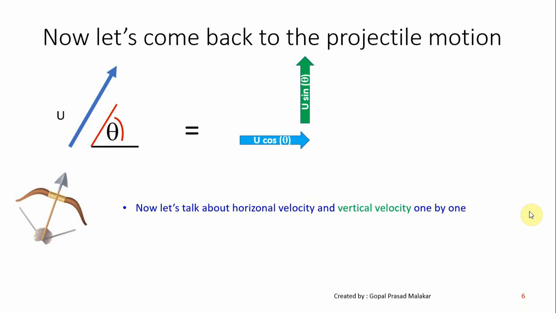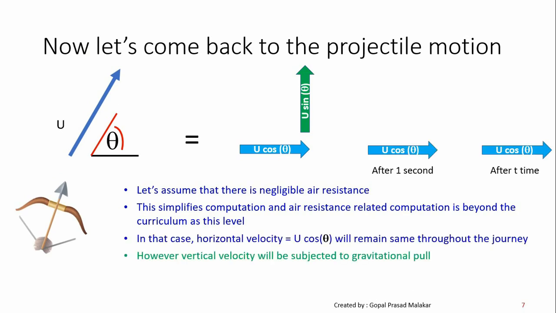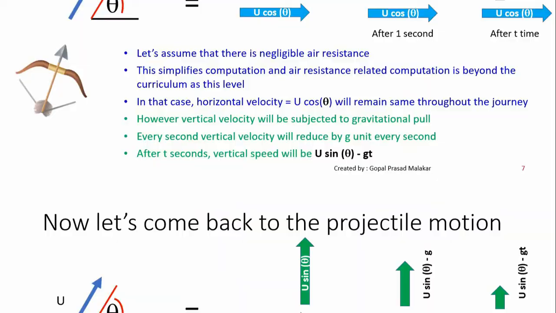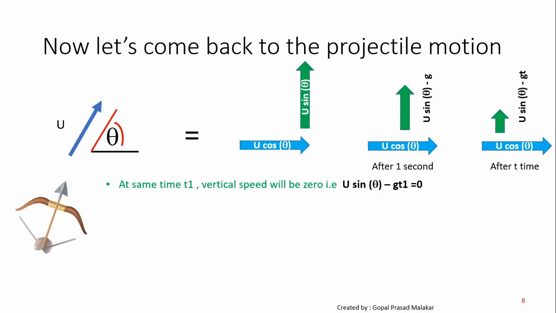However, let's understand some more calculation. The time when this becomes 0 is the time till which it has gone upward. So let's say this time is t1. In that case, u sin theta minus g t1, where t1 is the upward journey, will become 0. So t1 will be u sin theta by g.